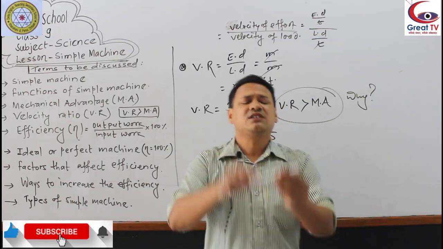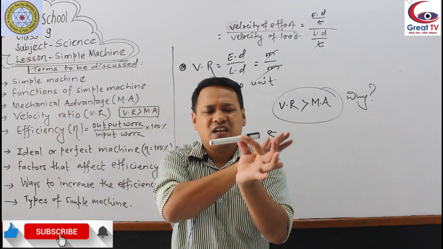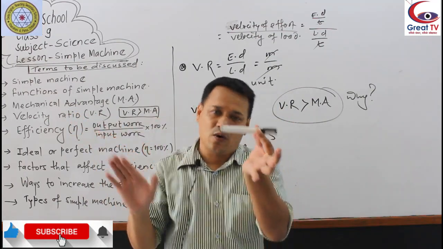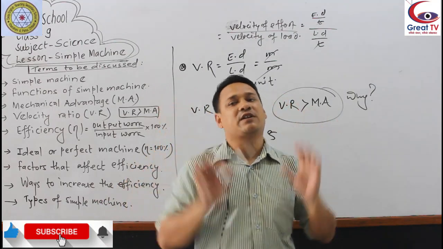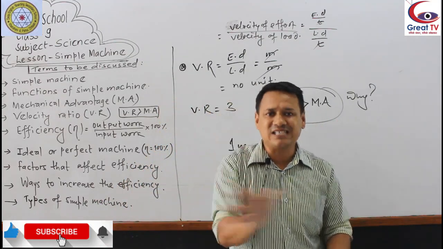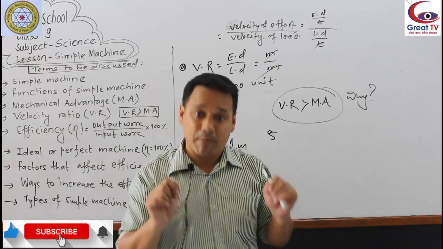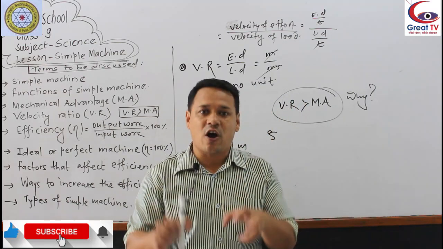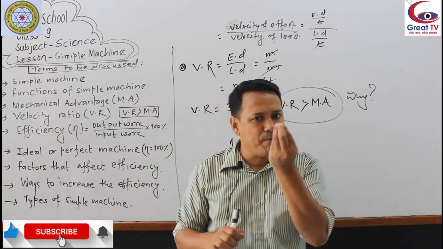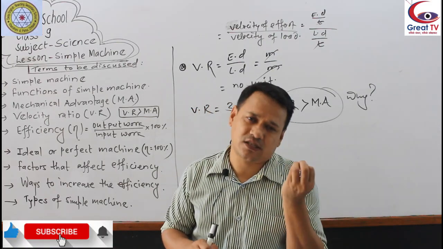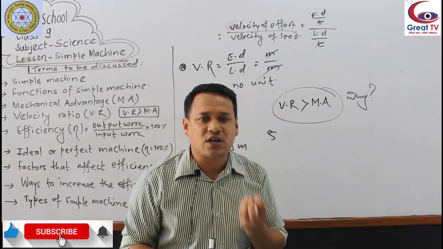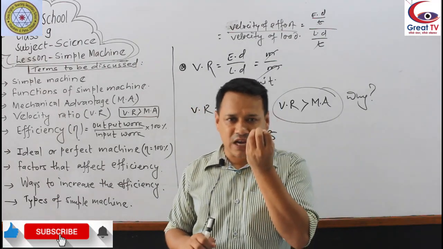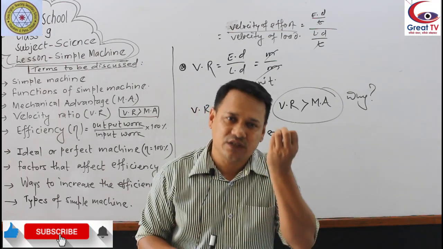But velocity ratio is simply a length. We have not kept anything over it, so it is not affected by friction. So VR is not affected by friction, but MA is affected by friction. Because of the effect of friction, the value of mechanical advantage decreases a little bit.